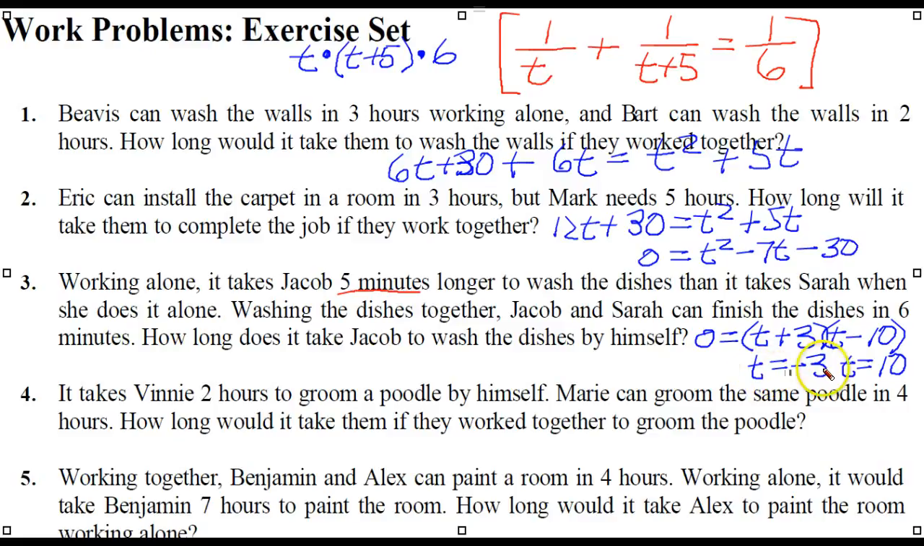And we get t equals negative 3, and we don't have negative time. And we have t equals 10. So 10 happens to be what t is. So how long does it take Jacob to wash the dishes by himself? Well, it takes him 5 minutes longer than Sarah. Sarah takes 10 minutes, so 10 plus 5 would be 15 minutes, but you wouldn't have any like this.